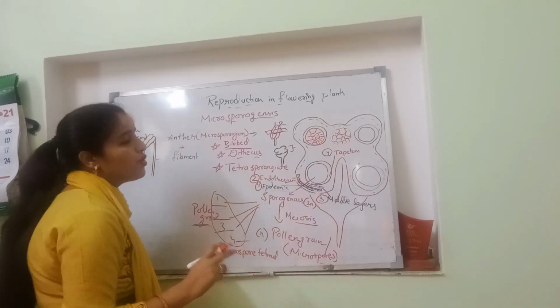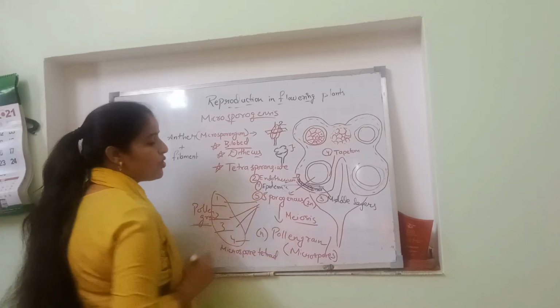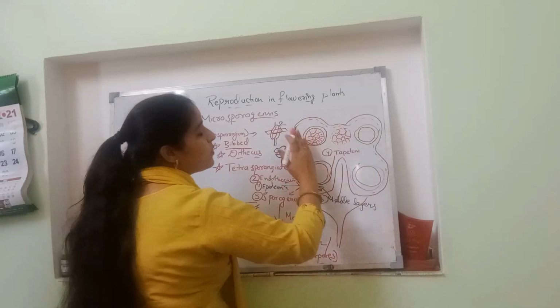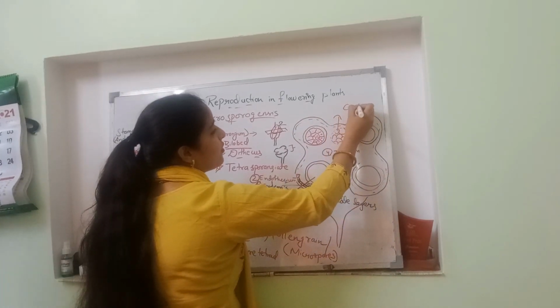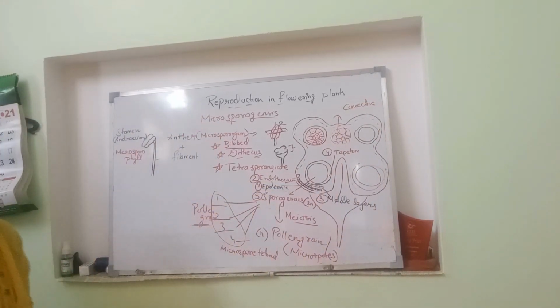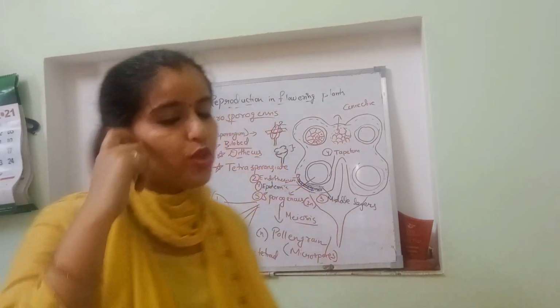And of course, we should not forget the innermost layer, that is sporogenous cells, sporogenous tissues or cells. These layers are connected with the help of connective. Okay, so I'm just drawing the part which we will read, and then you can see the clear picture of the diagram.